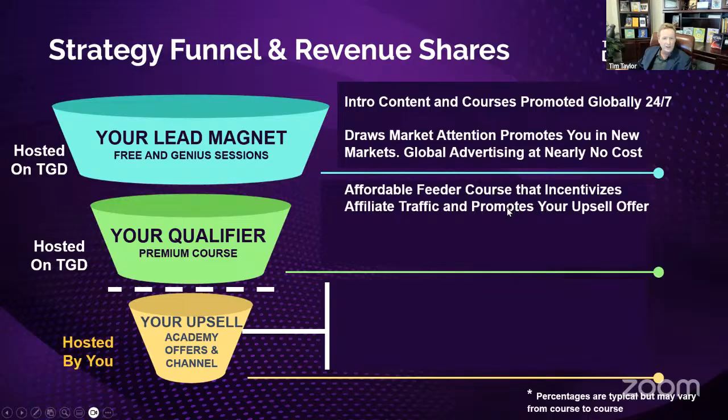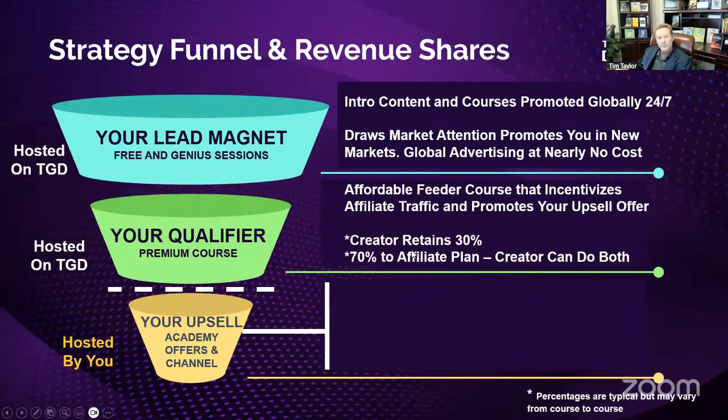So in your second course, your qualifier or premium course, you're going to retain 30% as a creator and 70% goes into the affiliate plan. Now you can be on both sides of it, but the purpose of that spread is, again, this is not your upsell. We want to make sure that there's enough incentive in there for affiliates to go and promote people to that. So that's where you're moving people from the entry level where they're kind of looky-loos looking at free courses to really qualifying those that want to go and buy and are willing to part with a few dollars.